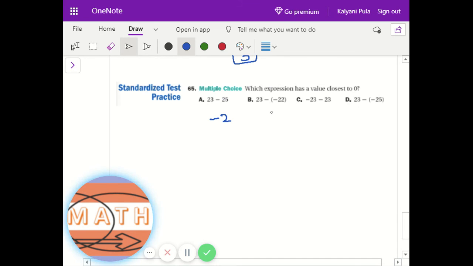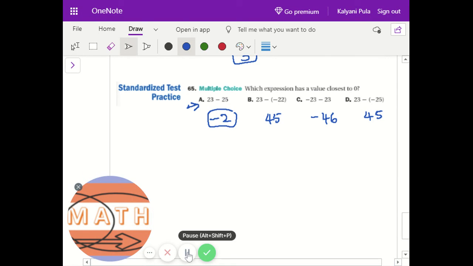Add it. Because double negative, that's going to be positive. Obviously, this is going to be 45, and this is going to be negative 46. You still need to add them. And this is going to be a double negative, so it's going to be 45 also. So obviously, the value that is so close to 0 is negative 2. Good job. So the answer is negative. Good work.